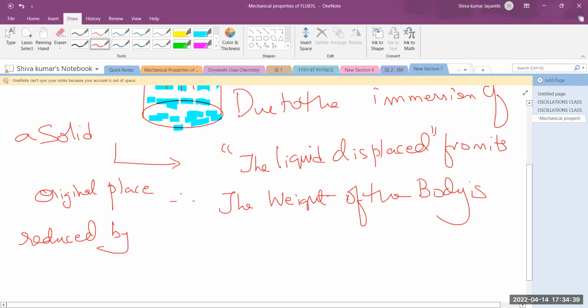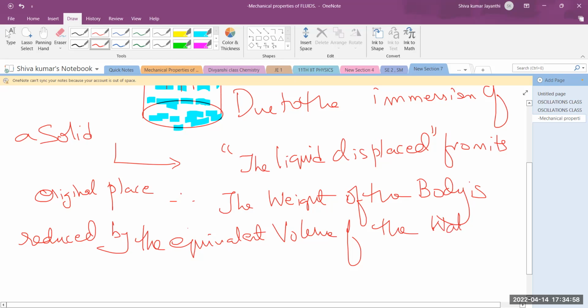Understood? The weight of the body is reduced by the equivalent weight of the volume of water displaced.